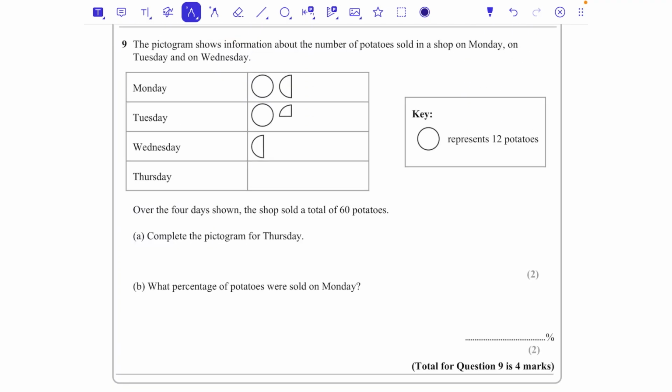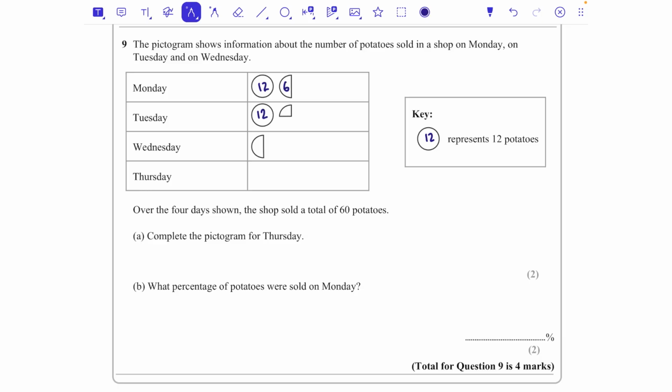Question number 9. The pictogram shows information about the number of potatoes sold in a shop on Monday, on Tuesday and on Wednesday. And we've got some images there. And we can see over in the key that a whole circle represents 12 potatoes. So this is 12. Now every time you see half a circle, that's going to be half of 12. So we've got 6 there.